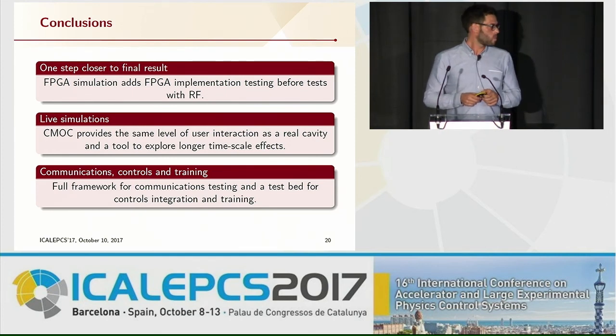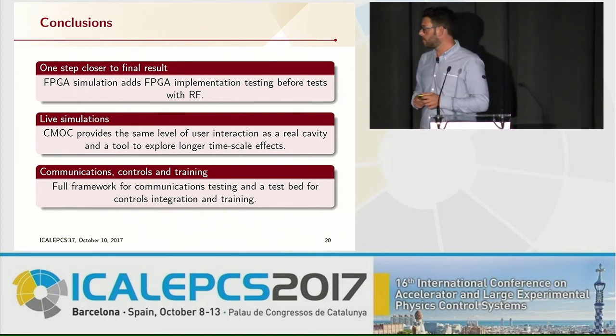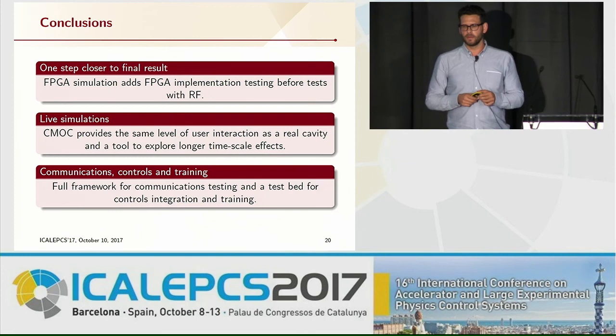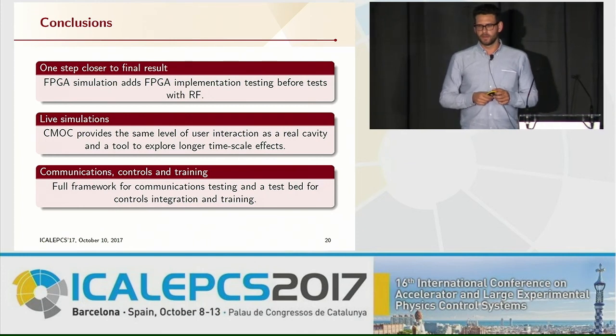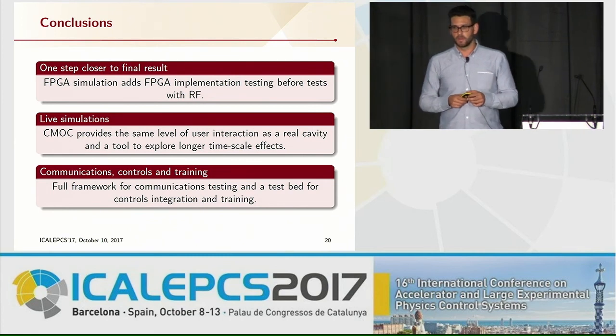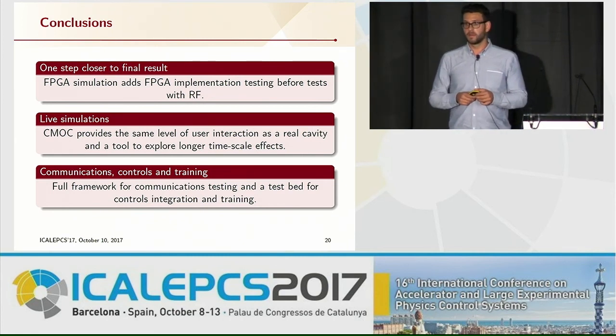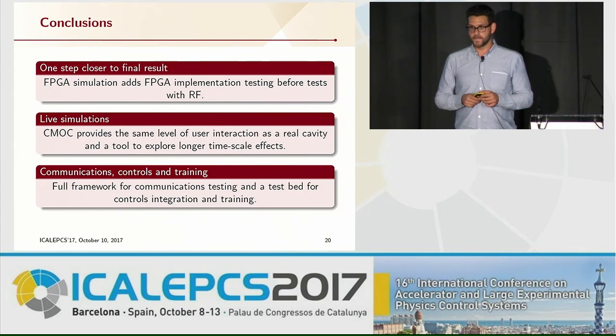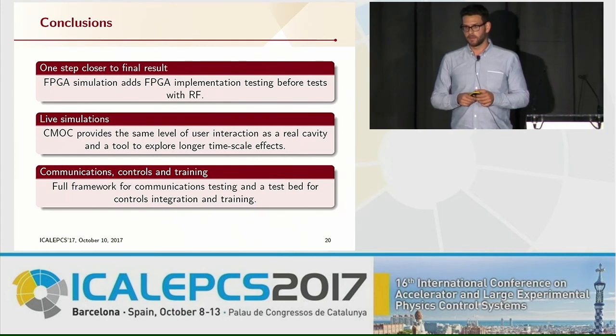Okay, are there any questions for Carlos? I have one question, maybe two, depending on the answer to the first. If I understood well, you use an FPGA to embed a physical model inside, right? But afterwards, the real controls don't take this into account. It's just for testing, right?